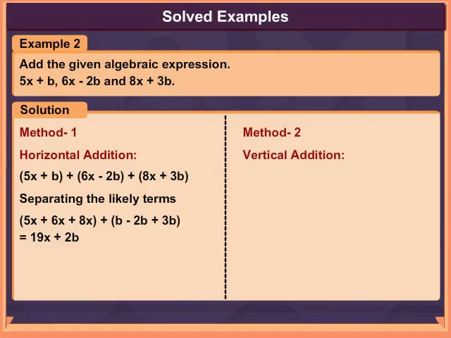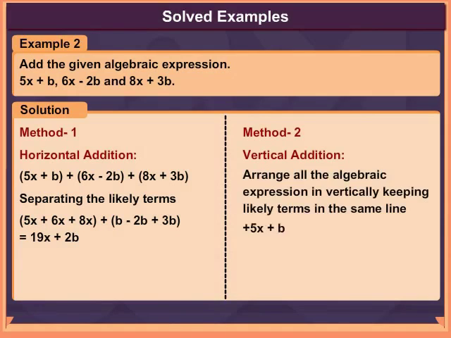Method 2 is vertical addition. In this method, firstly, we arrange all the algebraic expressions vertically as in the traditional addition method, keeping like terms in the same line. Now simply add the constants with respect to variables, and finally we get our result as 19x plus 2b.